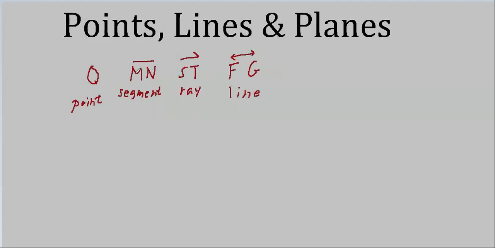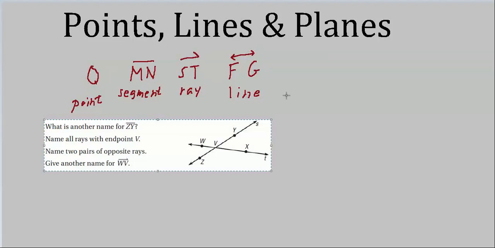And let's make sure we remember what our symbols mean. Remember, a capital letter by itself would be a point. Two capital letters with a little bar over it, that's a segment. And the ST with what looks like a ray over it, well, that's the ray ST. And when they put a symbol over it that looks like a line, well, that's the line FG. It's not a big deal. You just have to remember what these mean, or the problems will be hard to read.